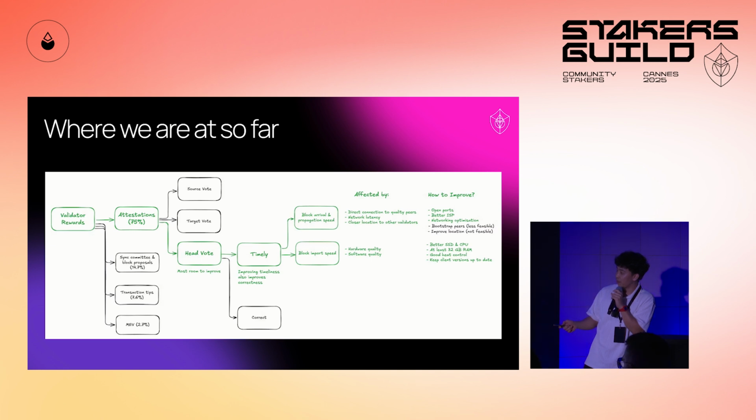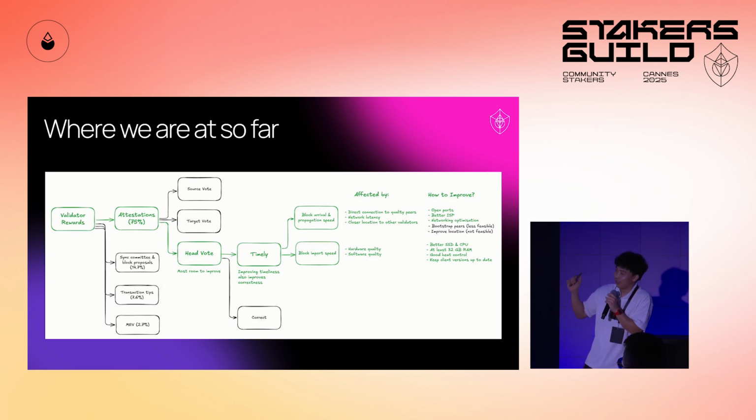Factors affecting head vote performance are timeliness and accuracy. Improving timeliness also improves accuracy, so let's focus on timeliness, of which there are 2 factors affecting it: block arrival and propagation speed, and block import speed. All right? And this is what it's affected by. How to improve? If you take a picture, and give me your comments as well.